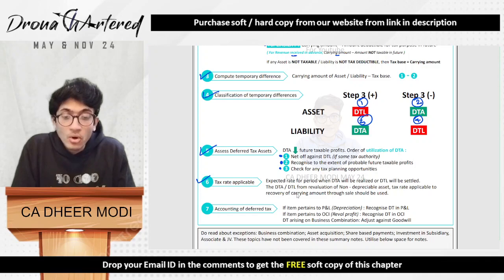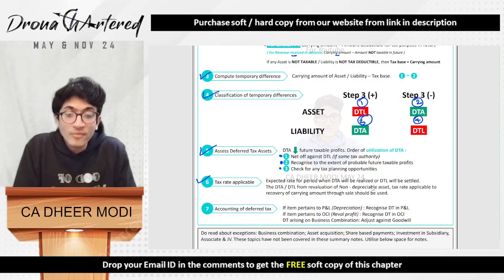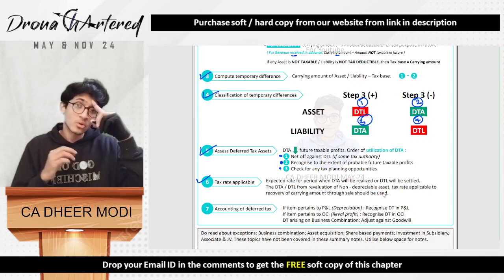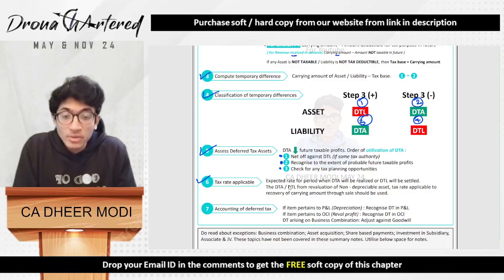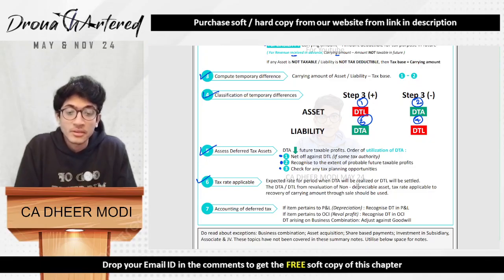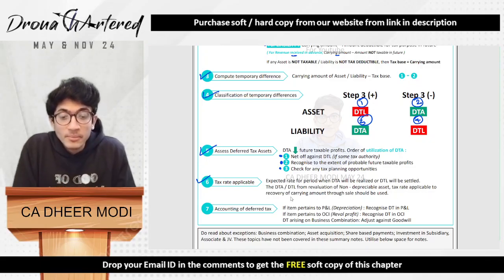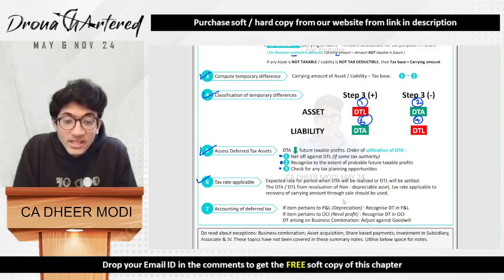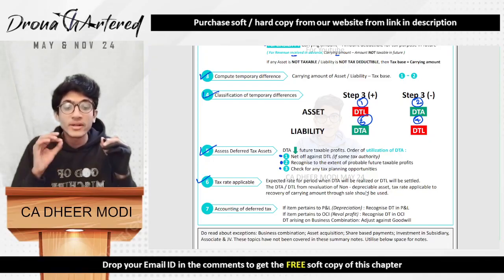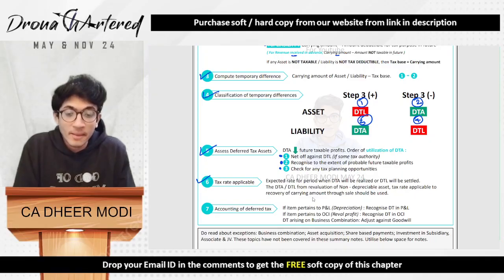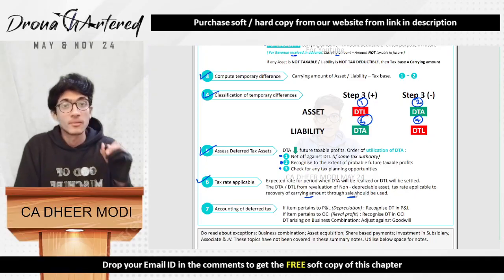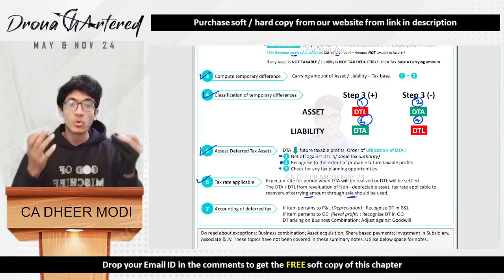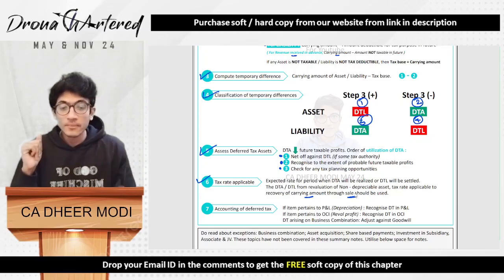Next, the DTA or DTL from revaluation of non-depreciable asset. What is an example of a non-depreciable asset? That is your land. So if there is any DTA or DTL from revaluation of a non-depreciable asset, the tax rate applicable to the recovery of carrying amount through sale should be used. So what tax rate will be used? You will use the tax rate which is applicable on recovery of carrying amount through the sale. That is, when you sell, what amount you will receive, and what tax you will be paying on that.